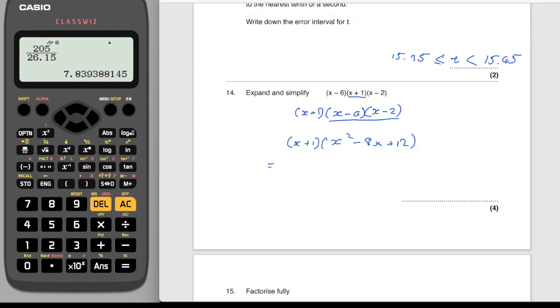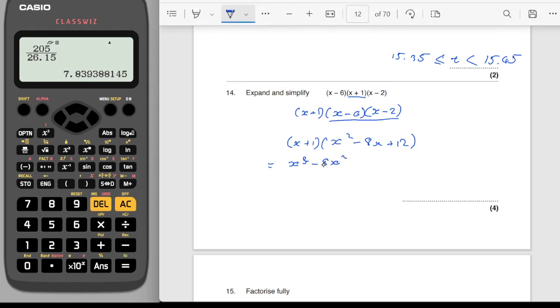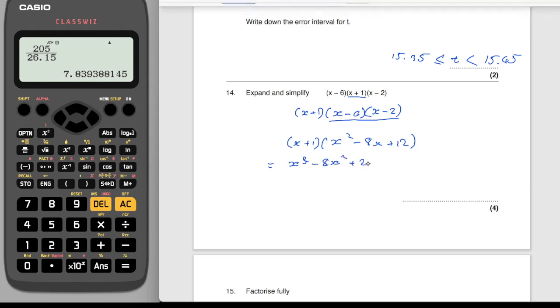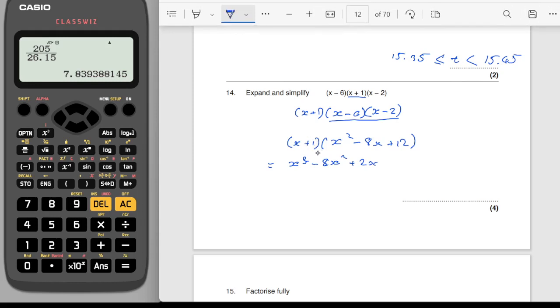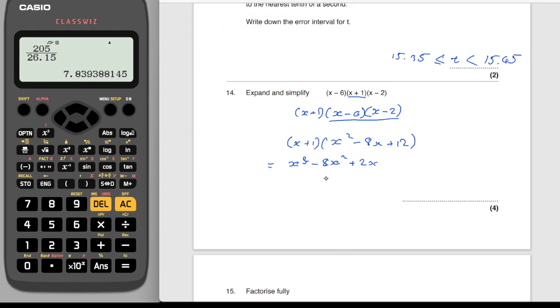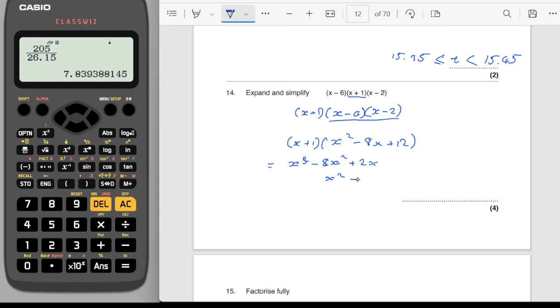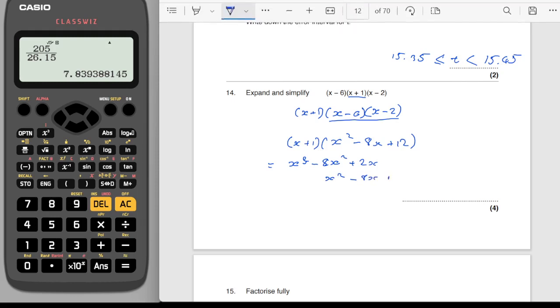Again, you can use a grid for this. There's nothing wrong with that. I tend to write it as 2 lines, kind of a little bit like column addition. If I times this all by x, I would get x cubed minus 8x squared plus 12x. And then if I times it all by 1, I'm going to line it up underneath. That would be x squared minus 8x plus 12.